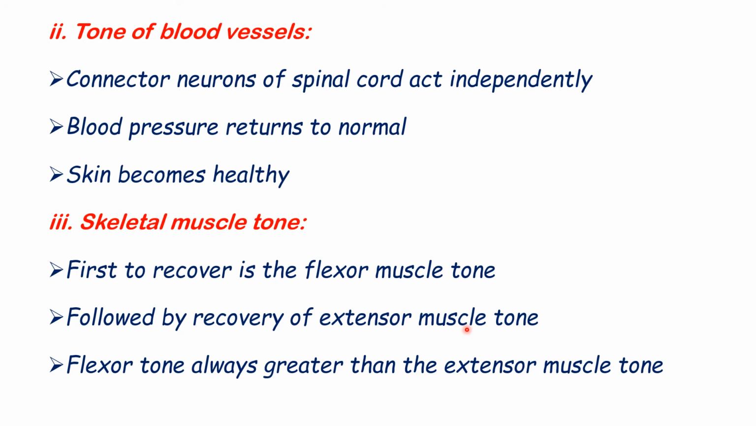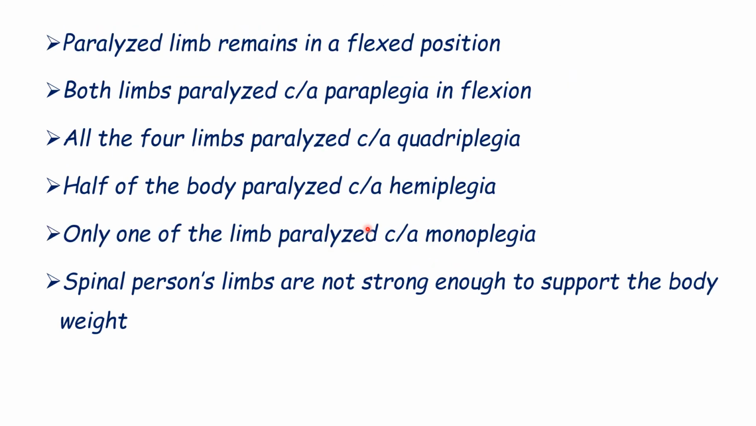So the flexor muscle tone is followed by the recovery of the extensor muscle tone with appearance of extensor spasms. One aspect you have to understand is that the flexor muscle tone is always greater than the extensor muscle tone at any point of time. Although the extensor muscle tone is recovered, still the flexor muscle tone is always greater than the extensor.